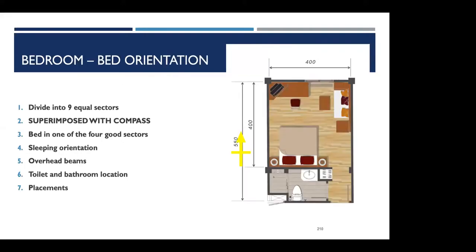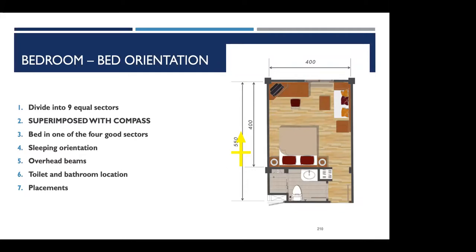Okay, let's continue. On the bedroom orientation, it's more or less the same, except that we also divide into the nine magic squares. We superimpose the compass and put the bed in one of the four good sectors. For a bedroom, it's a bit difficult. Some of the bedrooms are very, very small, just slightly bigger than the bed, a double or king size bed. They are difficult. Anyway, the overhead beams, toilet, and bathroom location are exactly like what we talked about on the toilet and the kitchen, except for the sleeping orientation.